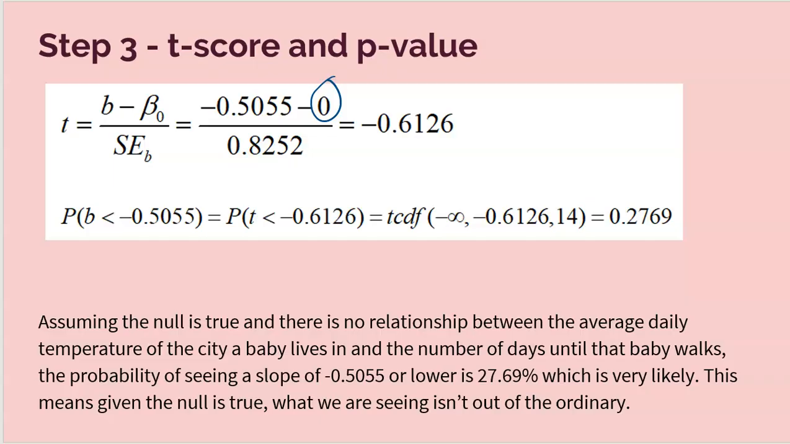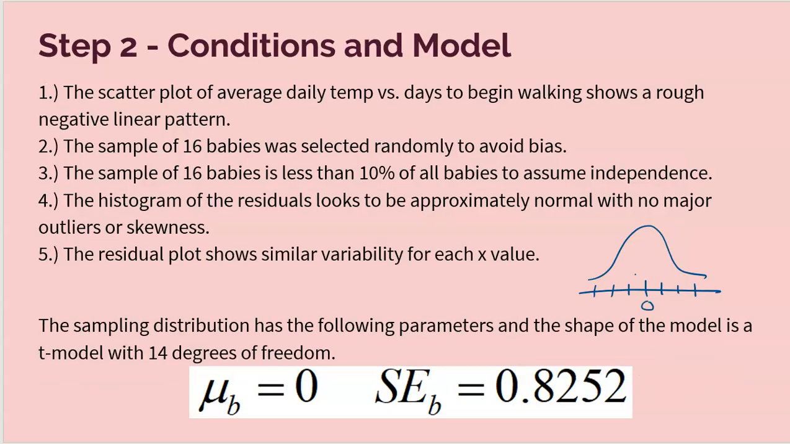So we're basically saying, hey, where on that sampling distribution does our sample sit? And it doesn't sit very low at all. Negative 0.6126. So if I'm using that sampling distribution I built, it sits like right here. So it's just a little bit lower. It's really not that low at all.